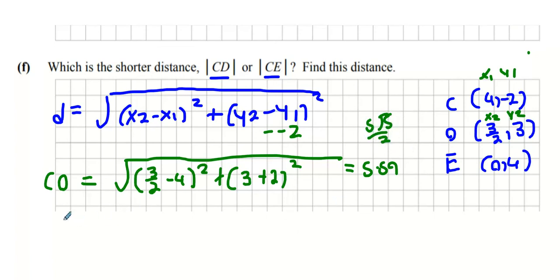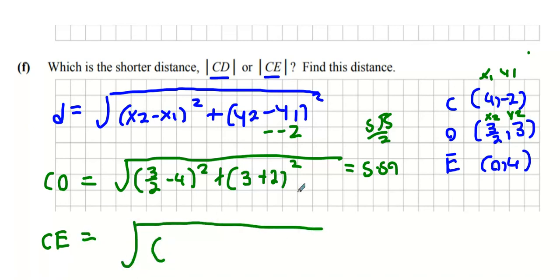Okay, now we're going to do CE. They both look very similar in length, it's got to be said. Now, this time E is x2, y2. So it's going to be 0 take away 4 squared, and then it's going to be 4 minus 2, so 4 plus 2 squared.